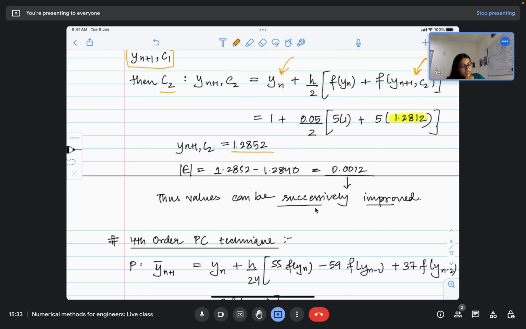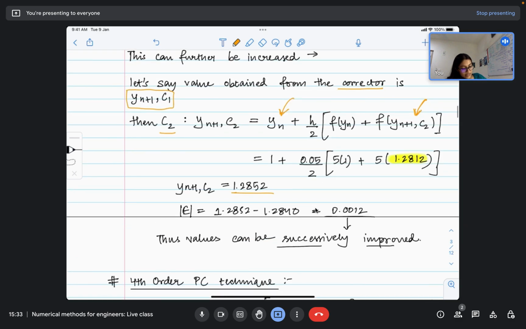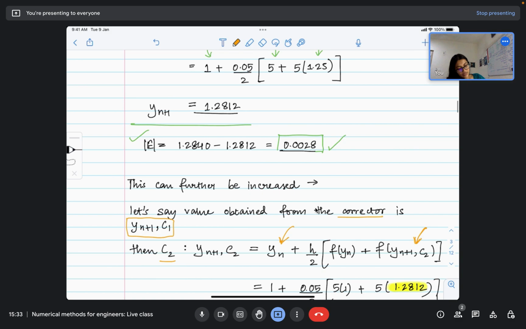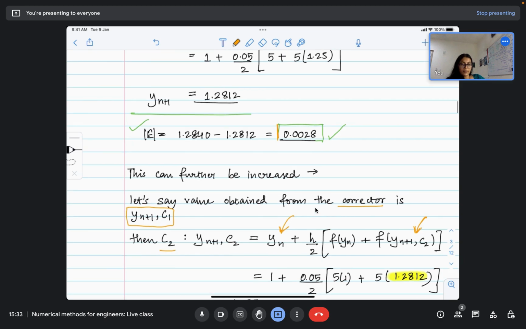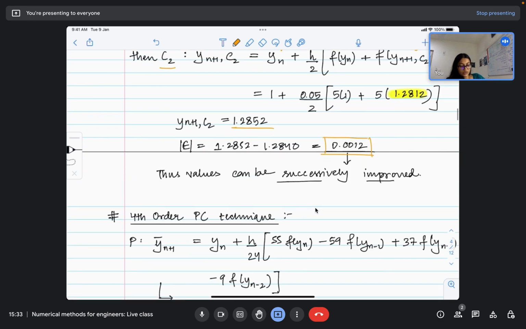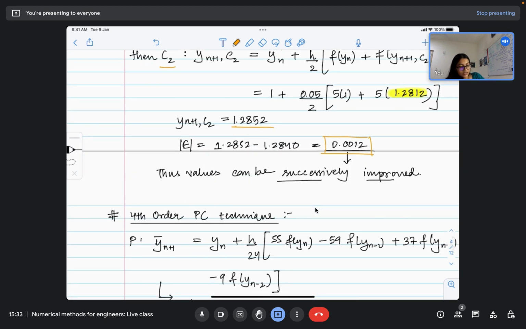So this is the answer that you will get when you perform this corrector step the second time, and you see that the error has reduced even more, to 0.0012, from initially what was the error? It was 0.0028. And it goes on decreasing this way. Thus values can be successively improved.